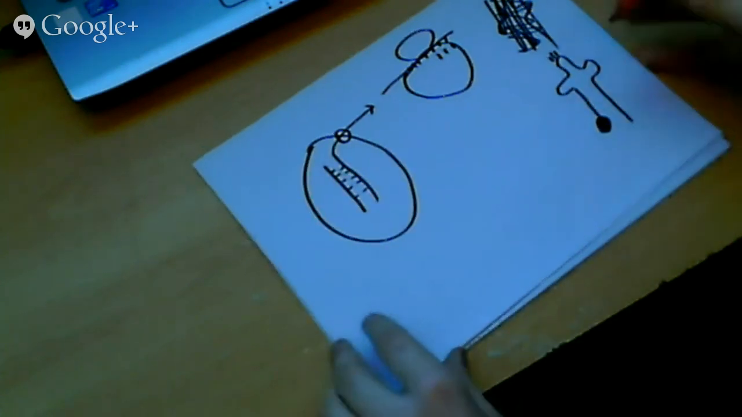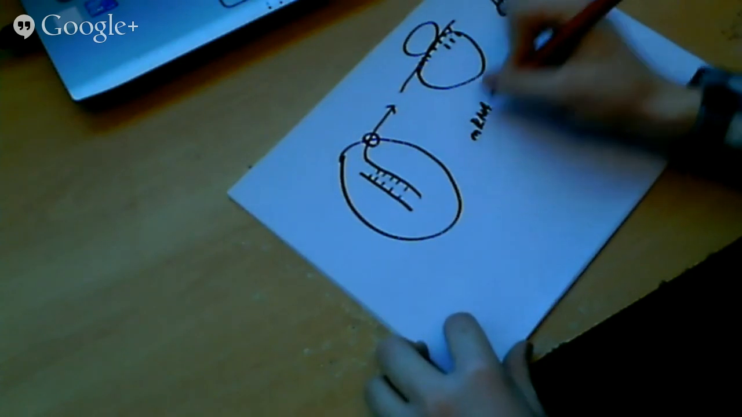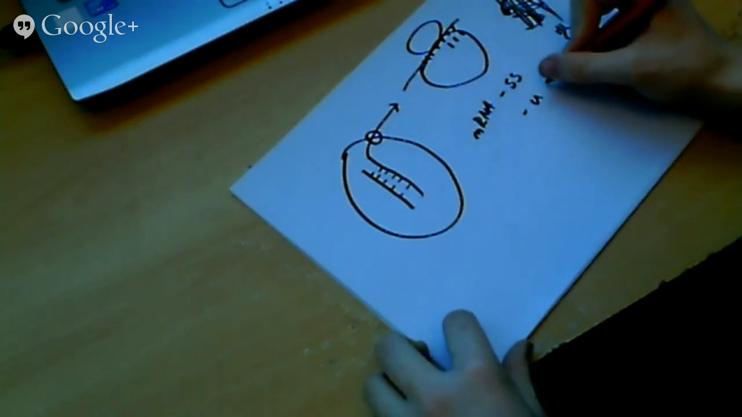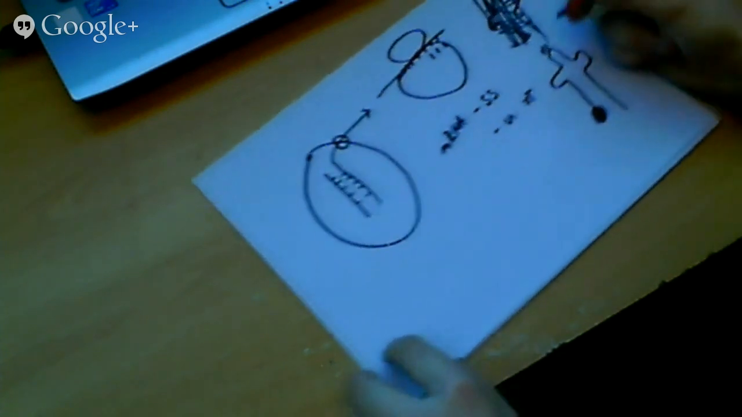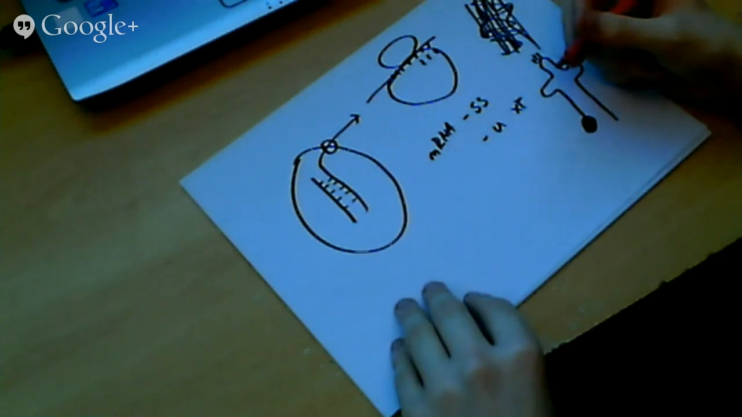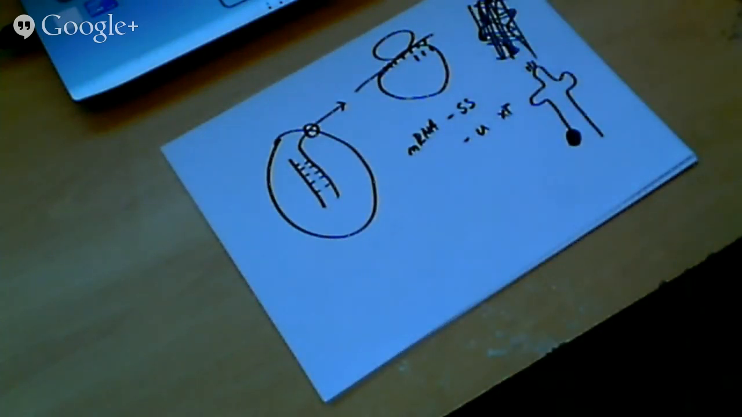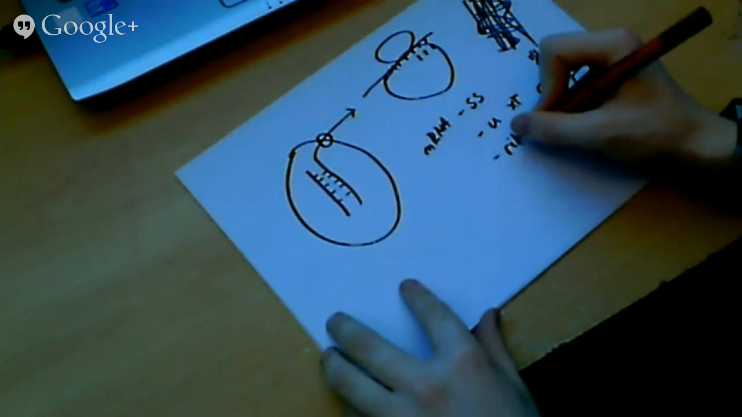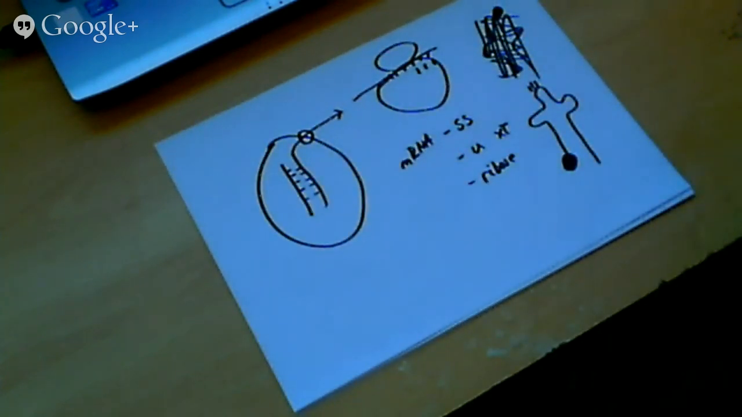The main thing to know is that mRNA is single-stranded, has U, not T, no T. Just remember it's single-stranded and has the base uracil, not thymine. And also it contains ribose sugar, not deoxyribose sugar, because it's RNA. That's all you need to know about that.